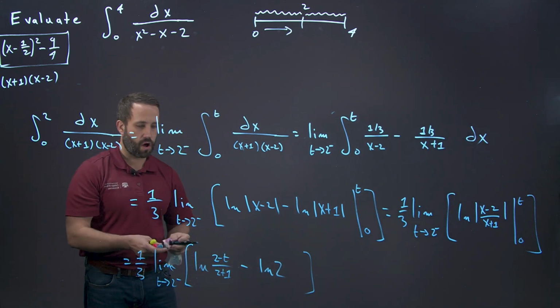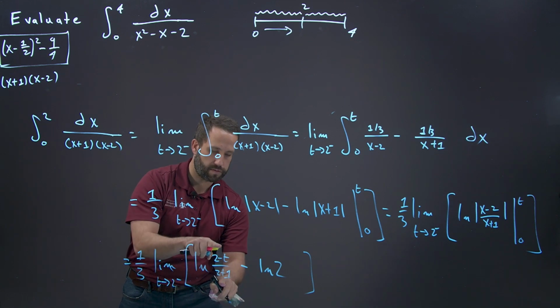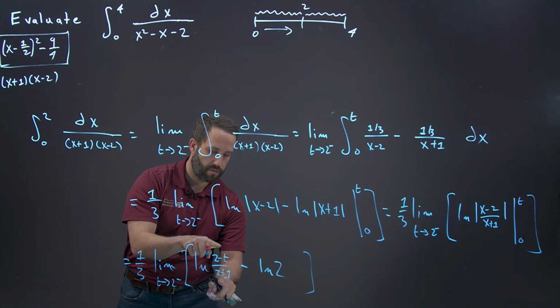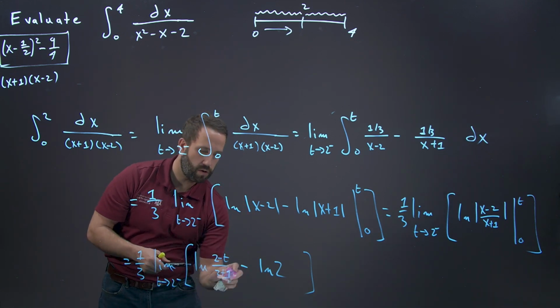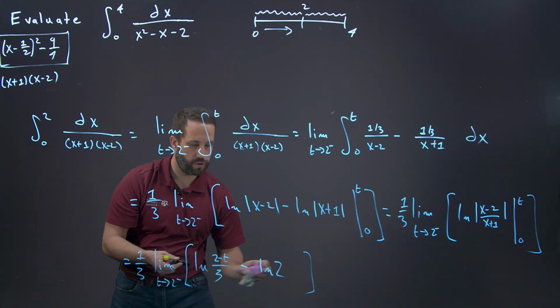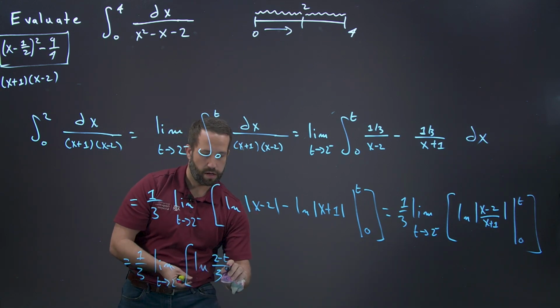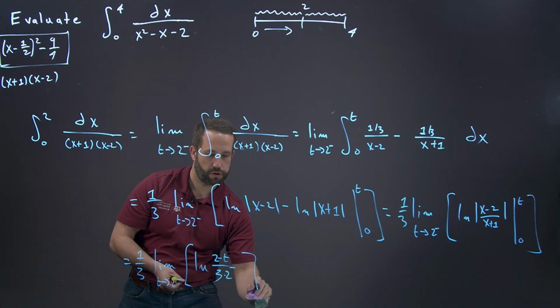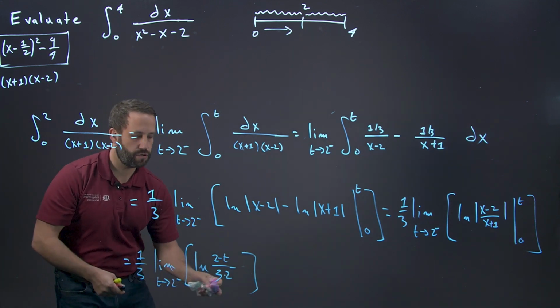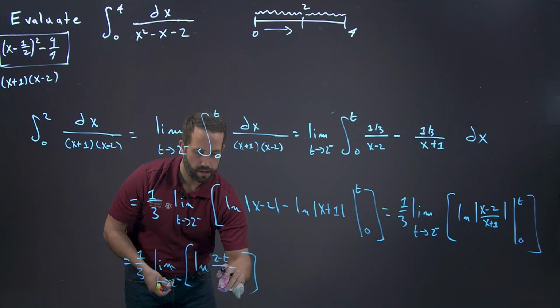But now I have a difference of logs, so it's just going to be the log of this divided by that. So the log of (2 minus t over t plus 1) divided by 2. When I divide this fraction by 2, I multiply the denominator by 2, and 2 times 3 is 6.